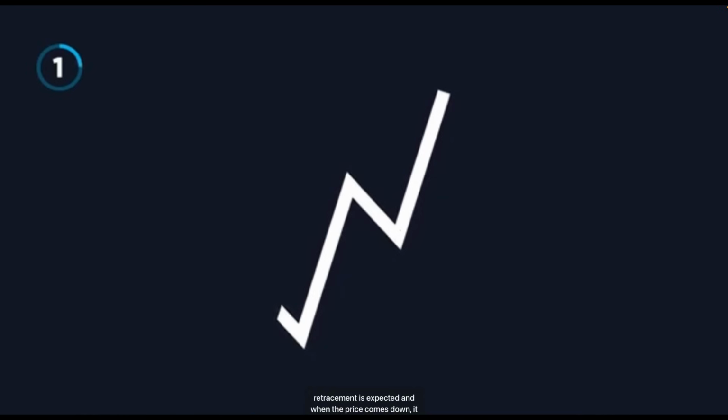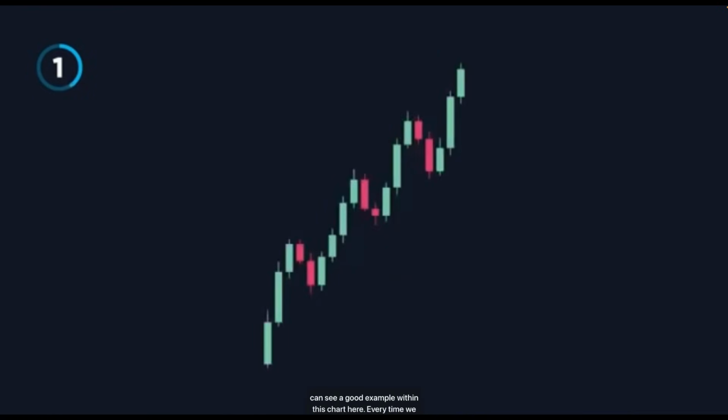When the price comes down, it needs to find some kind of support it can use to create the next leg up. And this is where we would look within the previous leg to find a bullish fair value gap that can provide the liquidity needed to continue the upward move. We can see a good example within this chart here. Every time we see a higher high form, we then see a retracement back into a bullish fair value gap, where it finds the support needed to continue the upward move.